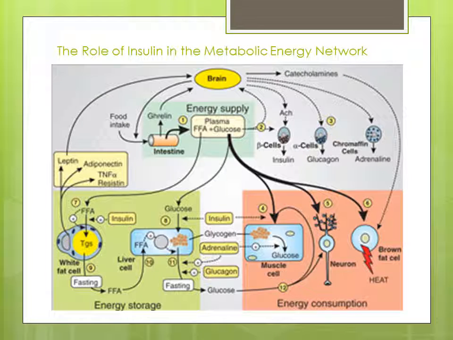This diagram shows the role of insulin in the metabolic energy network. Insulin and glucagon have alternating or counteracting effects in metabolic processes. And insulin is involved in energy storage as well as energy consumption. It helps create an energy supply and regulate that supply.